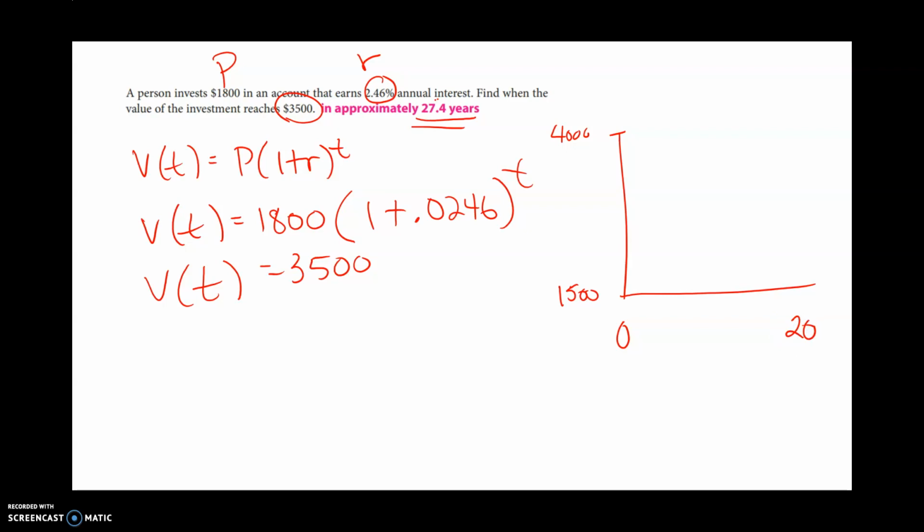So I'm going to come down here, clear and clear. All right, so the first one is 1,800 times 1.0246 raised to the x. Second one is 3,500. Oops, I didn't change my window, so I'm going to have a problem.